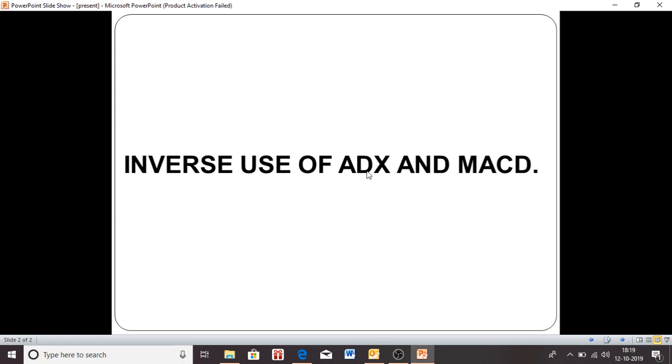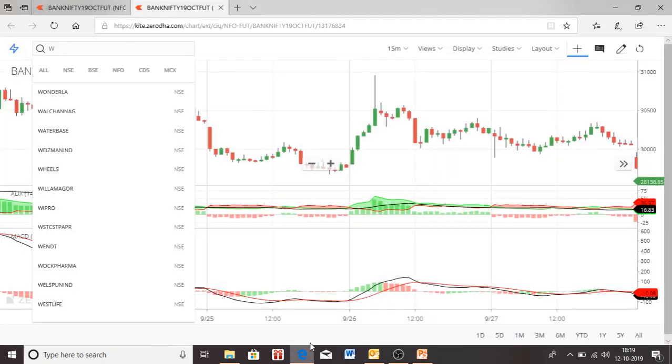ADX is used for finding the strength of the trend. MACD is the moving average convergence divergence, where you trade the signal line crossover along with the histogram bars. Here I'm talking about the inverse use of it. Let us see what exactly I mean. So let's go to the chart.